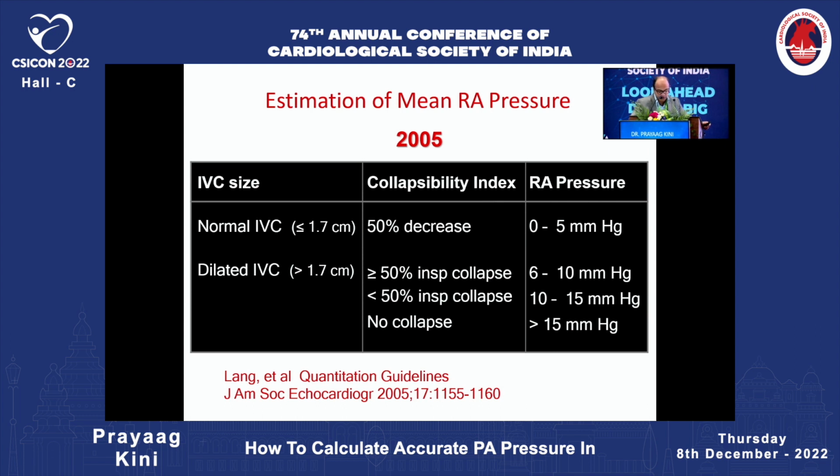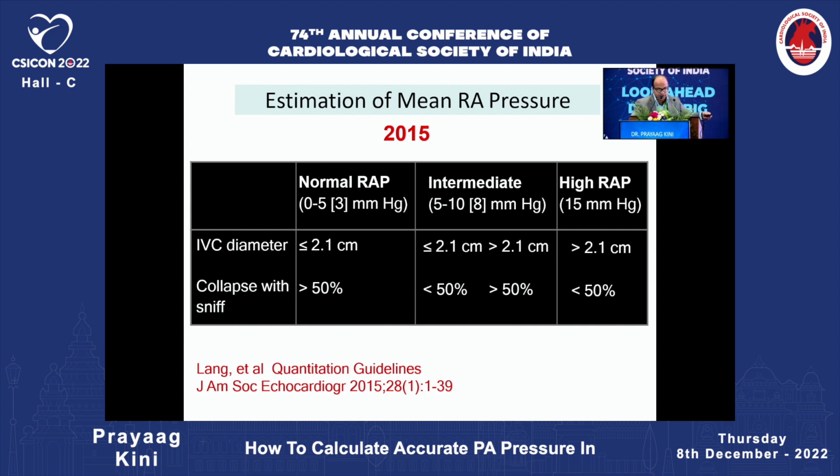This is an older slide, the earlier slide which was actually mentioned. Now it is this, which he had again alluded to. This has all been done in the earlier talk. I'm just going a little faster. So if it's now considered, less than 2.1 is normal, and more than 50% with a sniff. If it's more than 2.1 but it still collapses less than 50%, it's 5 to 10. As I said, we take an 8 here because it's neither 3 nor 12. So it's considered around 8 now.